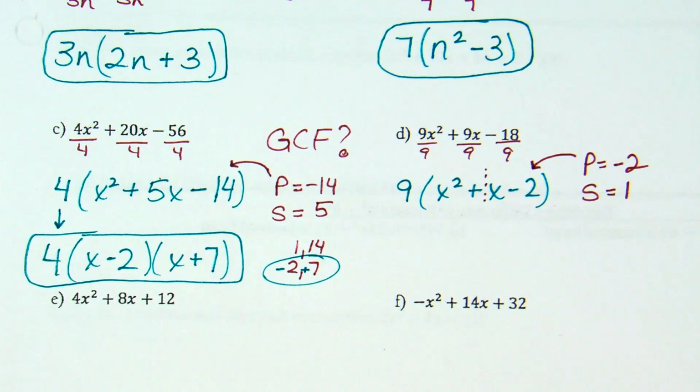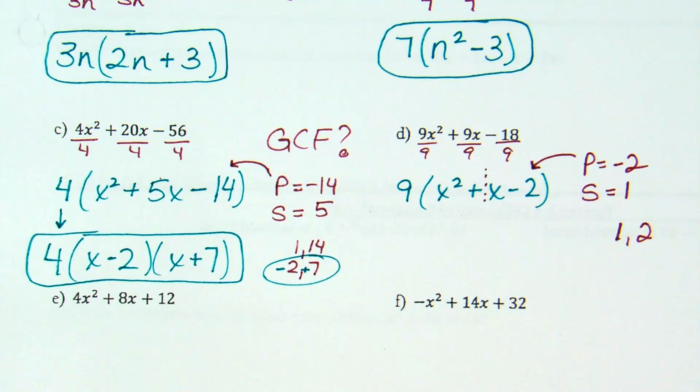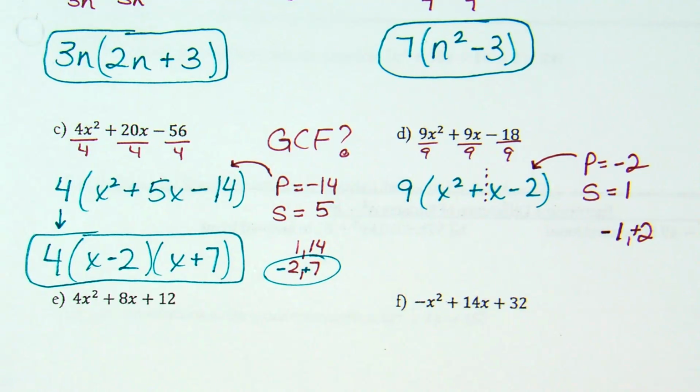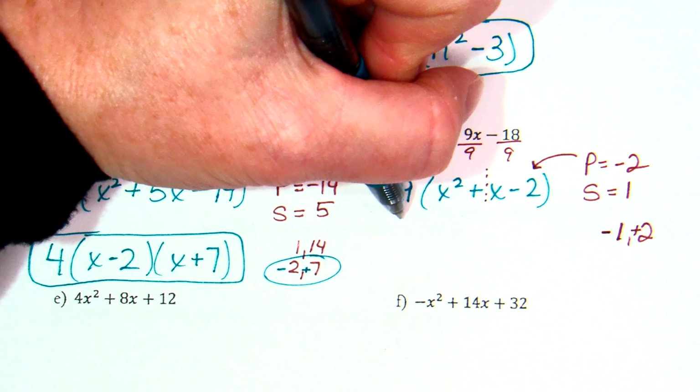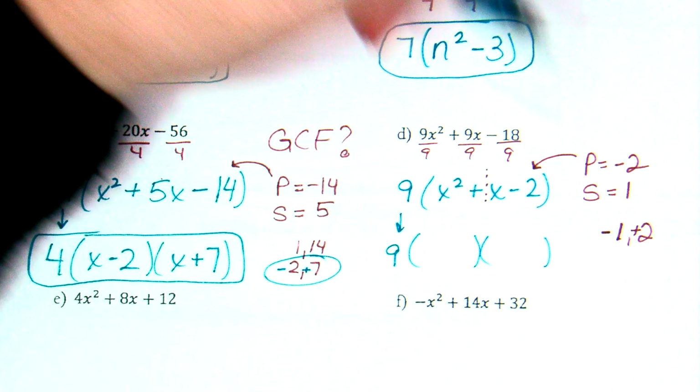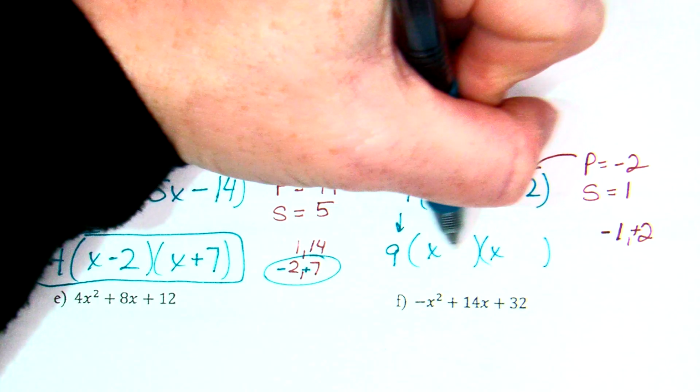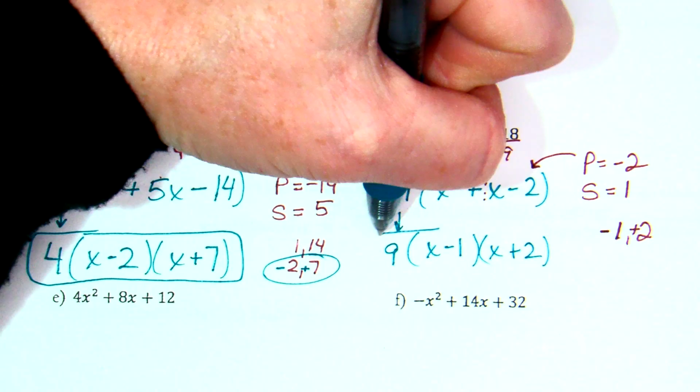What multiplies to be 2? 1 and 2. If it multiplies to be negative 2, a positive and a negative. And if it adds to be positive 1, negative 1, positive 2. Can those numbers work? Yeah, so am I done? No. Carry the 9, 2 parentheses, x and x. One of them is x minus 1, one of them is x plus 2.